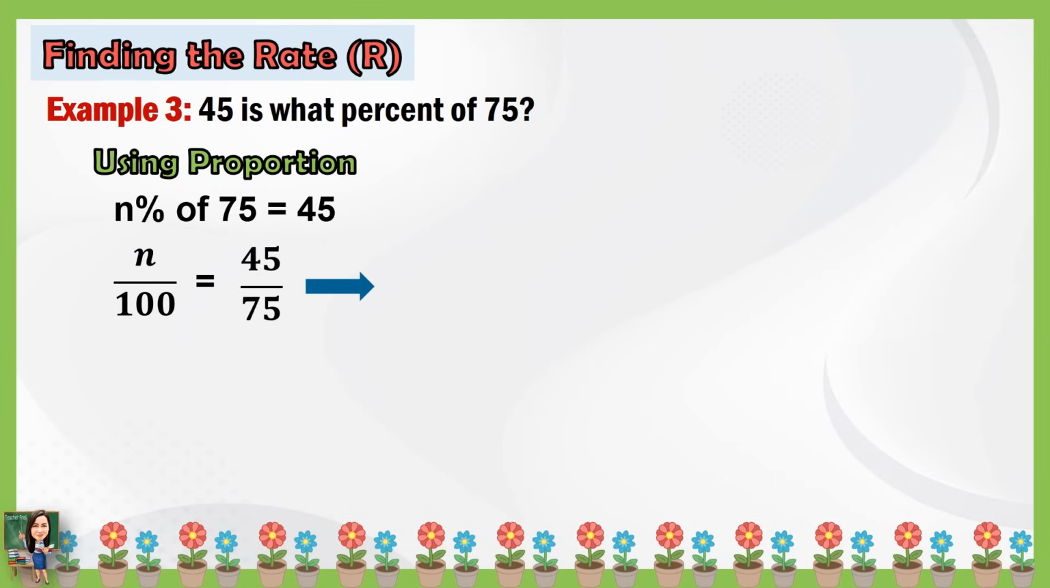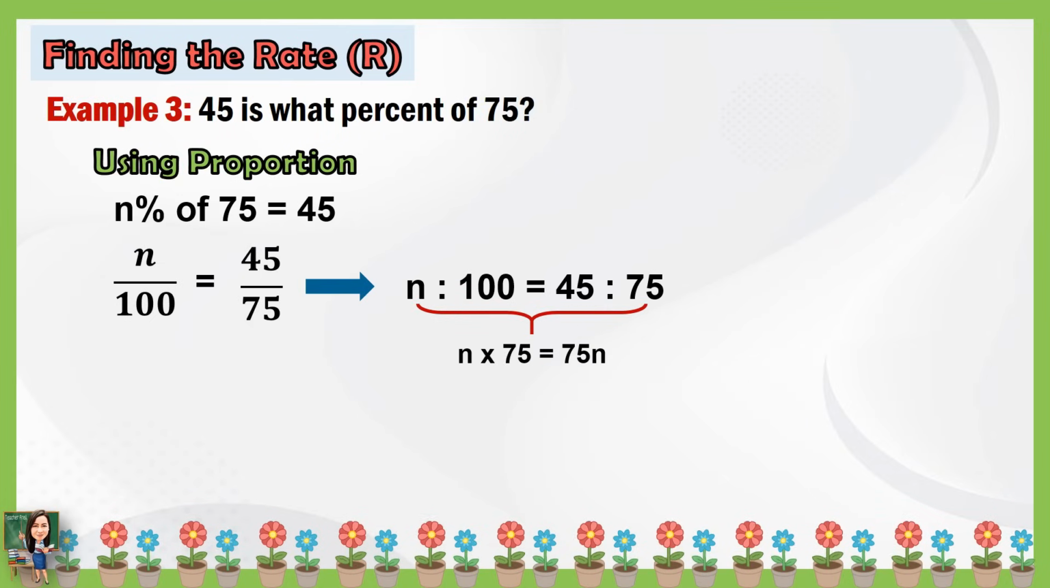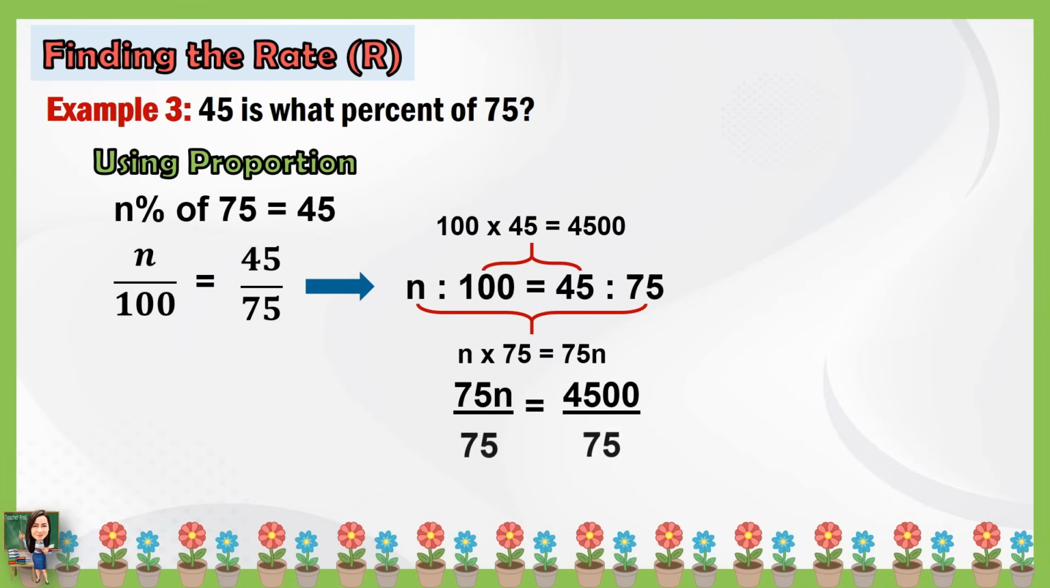Using a proportion, it is n is to 100 equals 45 is to 75. Now multiply the first and the fourth term, which is n times 75 equals 75n. And then multiply the second and the third term, 100 times 45 equals 4,500. Then divide them by 75. 75n divided by 75 equals n, and 4,500 divided by 75 equals 60. So the equivalent of n is 60.